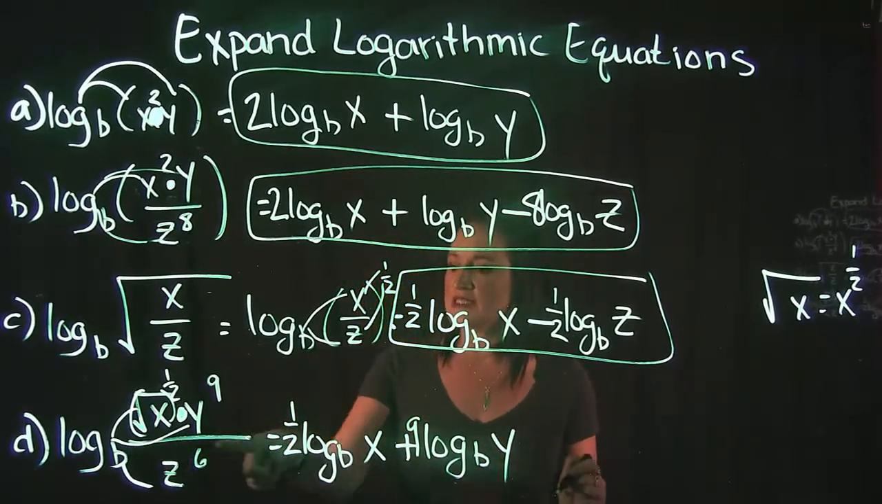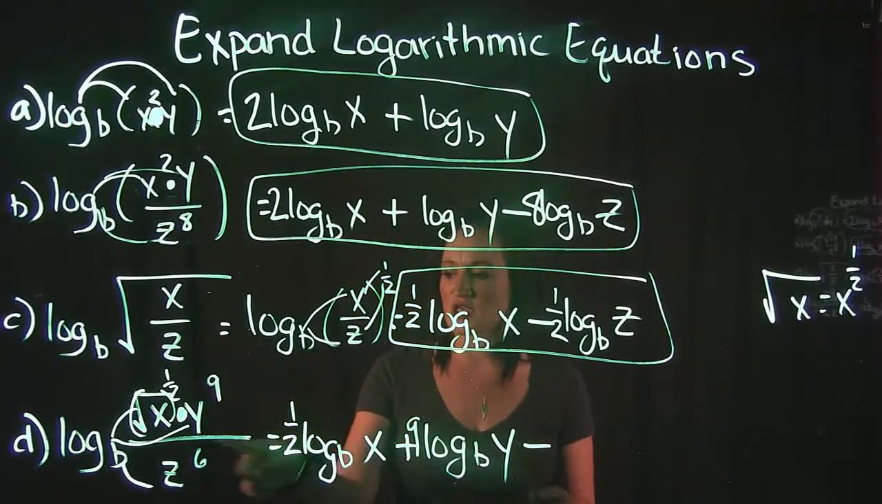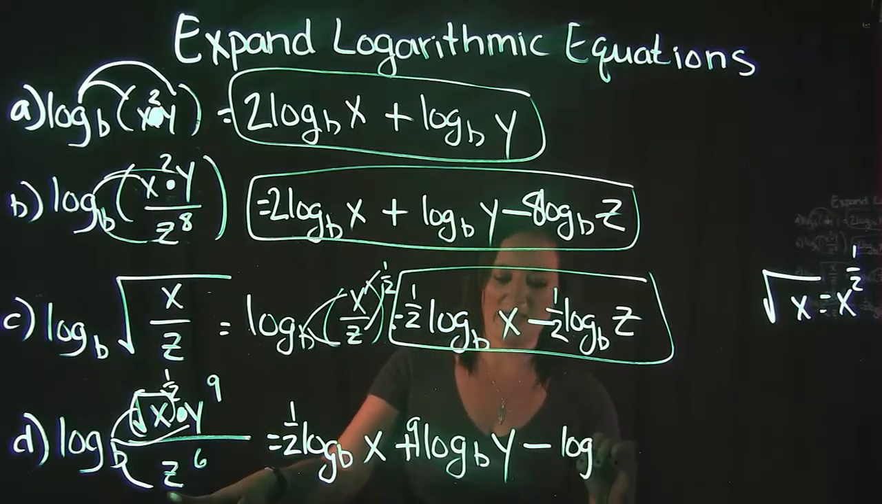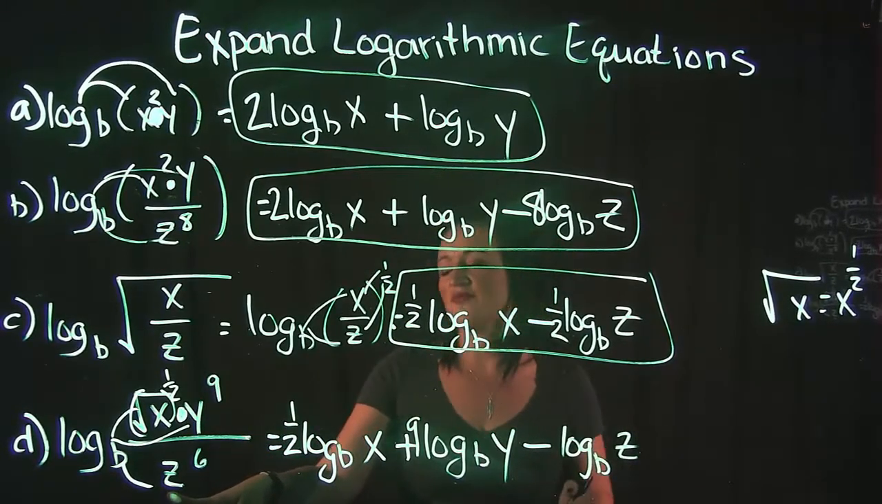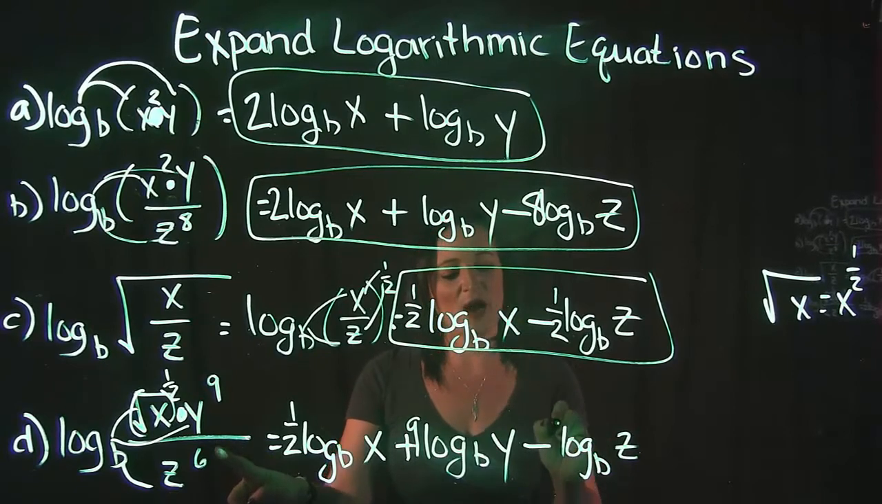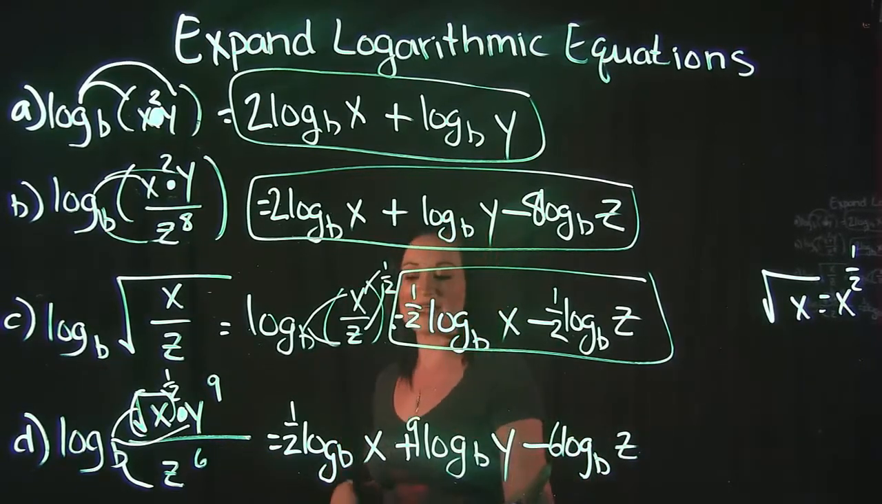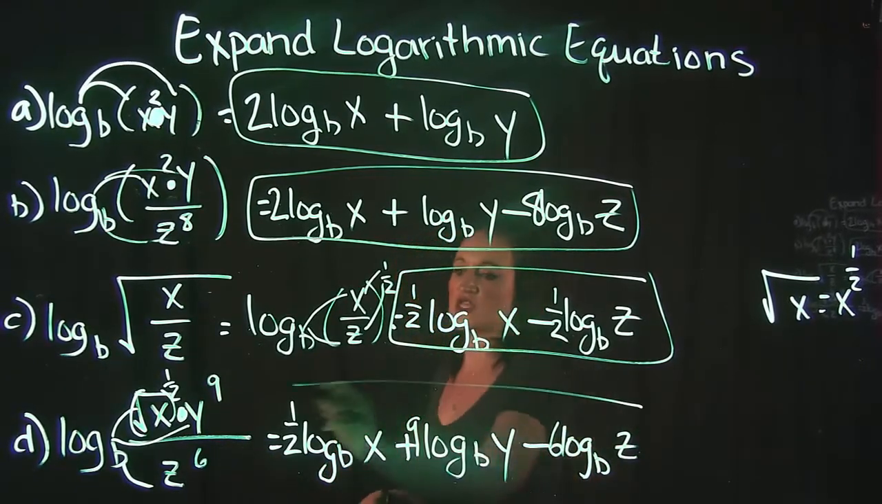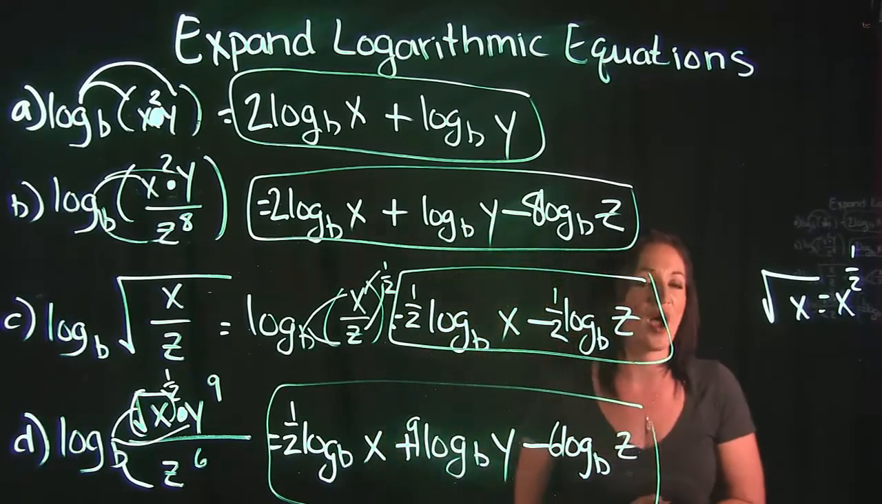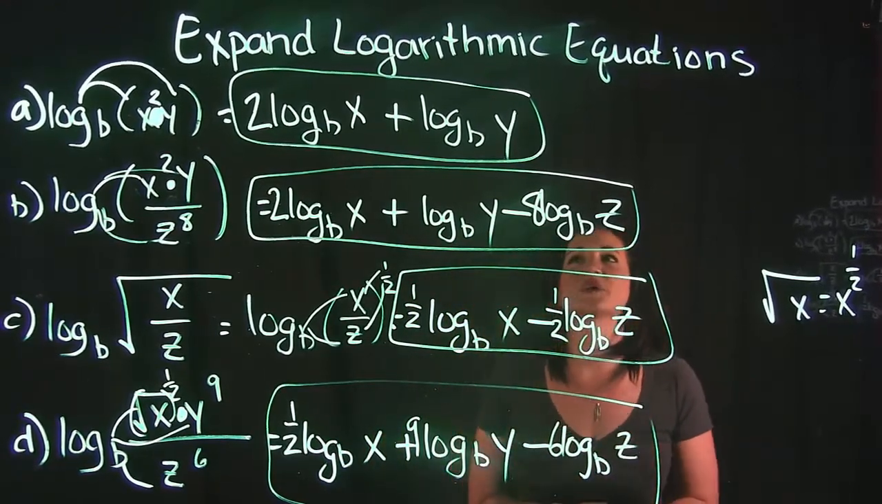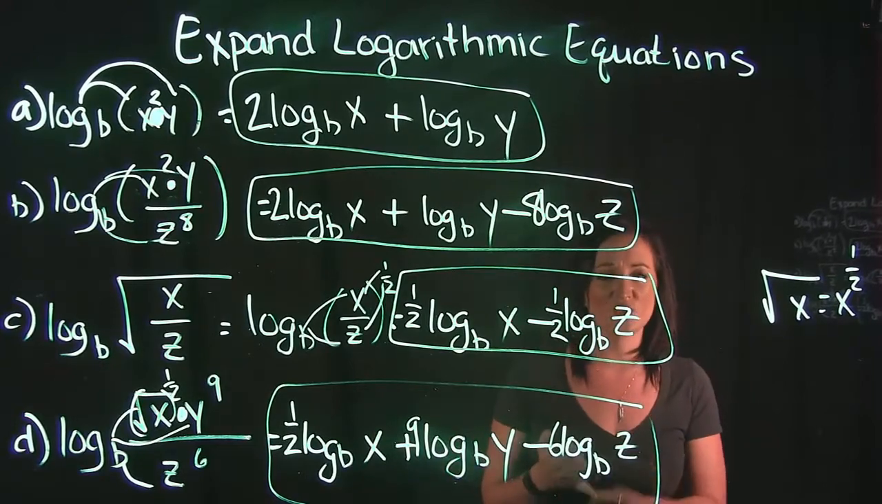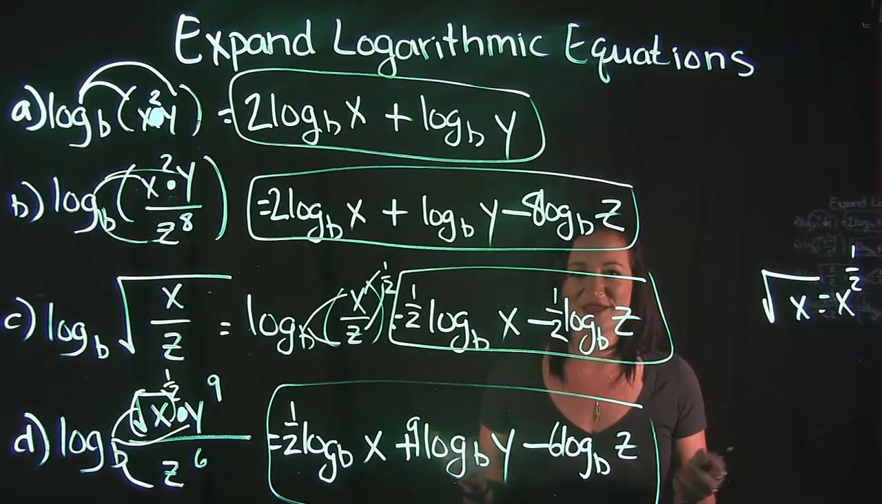And this is now being divided, so that's a subtraction of log base b of the z. And that's being raised to the 6th power, so we need to make sure that we bring down that 6 as the coefficient there to wrap up that problem. Otherwise, that is how you expand logs using the product, quotient, and power rules. That's it for this video.